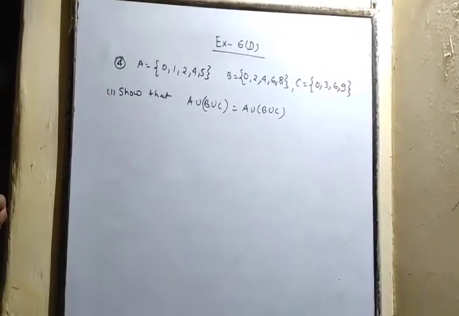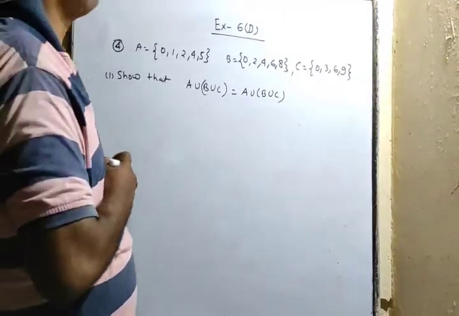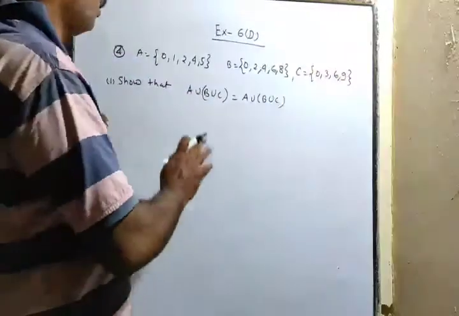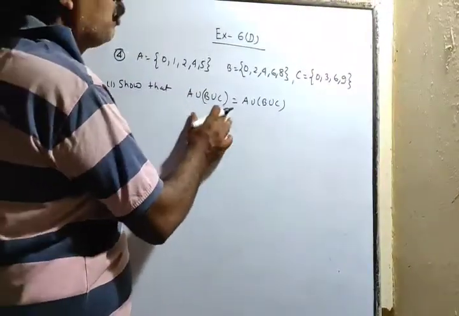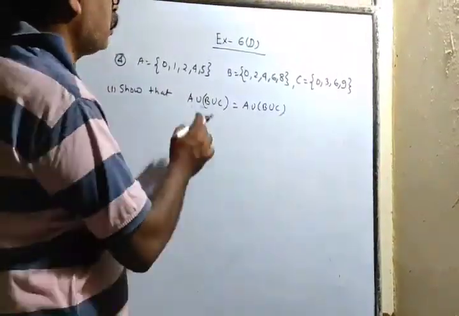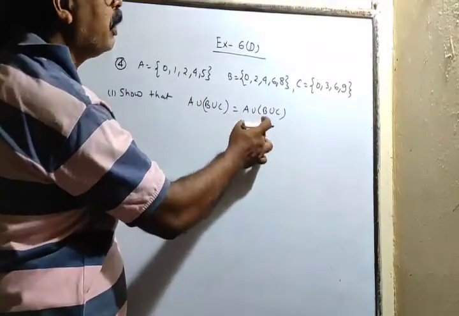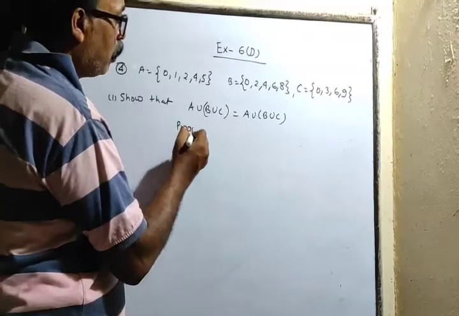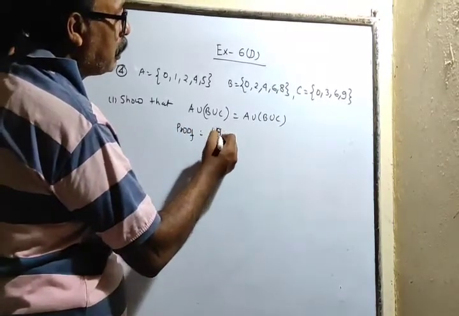This is question number 4. A is given as {0, 1, 2, 4, 5}. B is given as {0, 2, 4, 6, 8}. C is given as {0, 3, 6, 9}. And you have to prove that the associative law is true for A, B and C, meaning A union (B union C) is the same as (A union B) union C. So we'll give the proof.